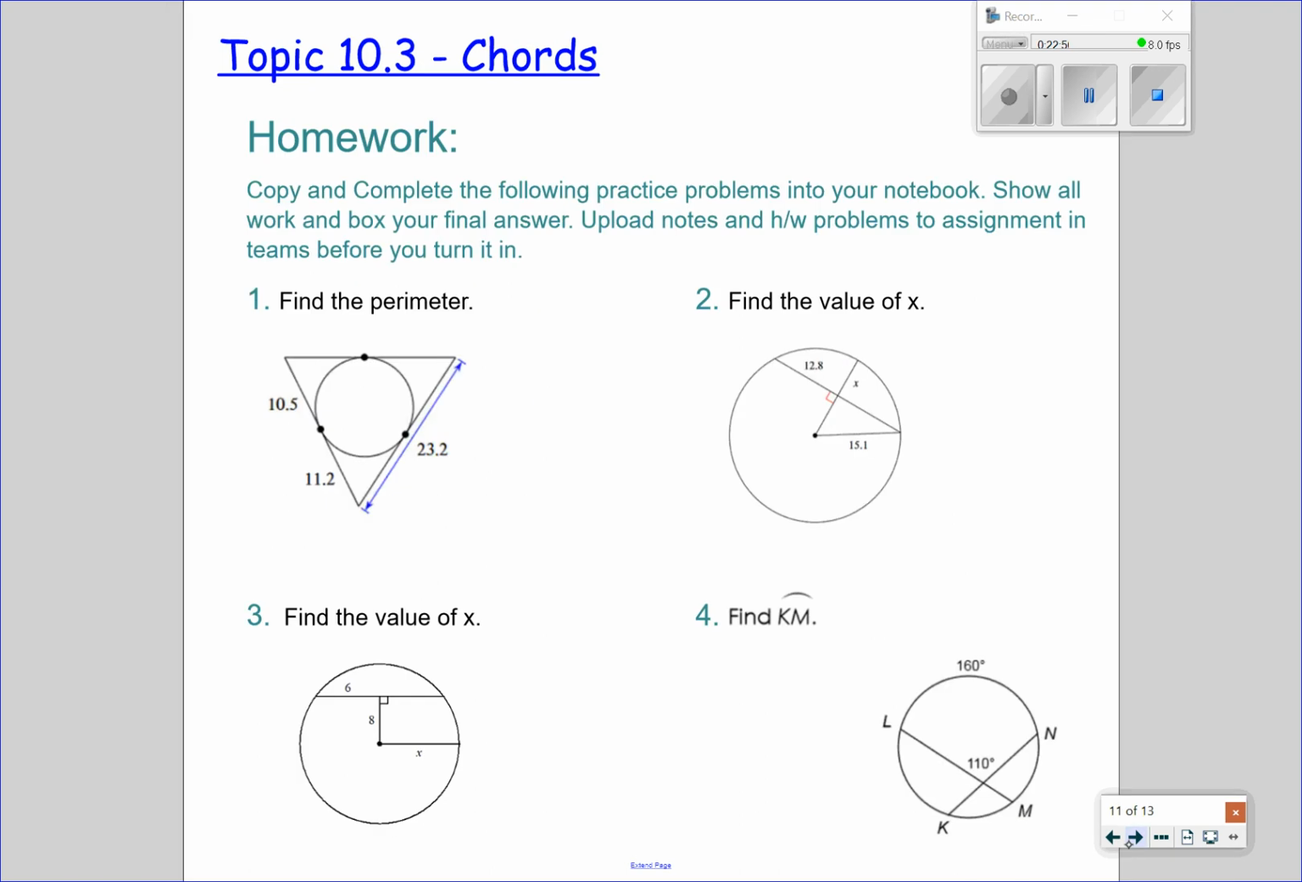All right, that's it for today. So your homework is actually embedded within this lesson. You can pause here and copy these problems down, or I posted a blank version of the notes on Portal and to Teams. So it says copy and complete the following practice problems. Please copy them in your notebook.